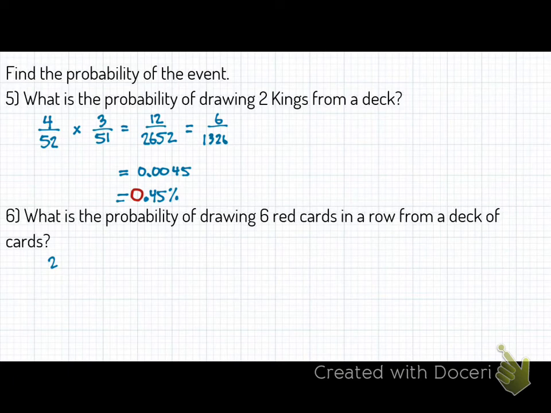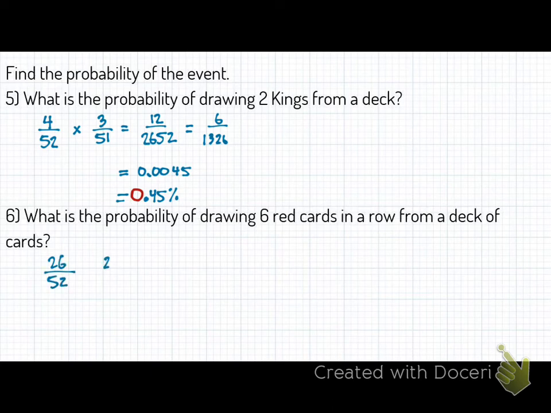All right, last one. What is the probability of drawing 6 red cards in a row from a deck of cards? Okay, I'm going to start over. I'm putting my cards back. 52 cards. How many total cards are red in here? What's that? 26. Nice, 26 cards, right? So 26 cards. How many total cards?